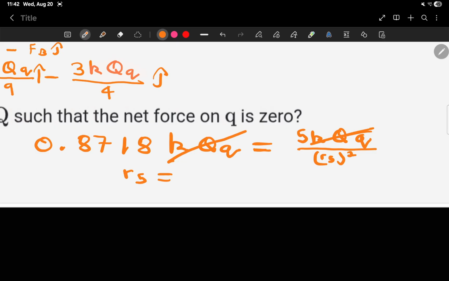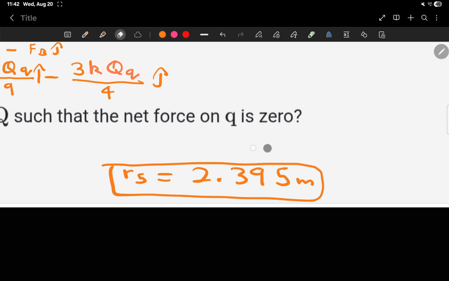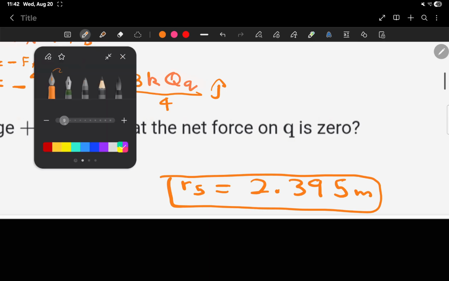So we have 5 divided by 0.8718, square root. So we get a value of 2.395 meters for the distance. So that's great. Now I'm going to erase what I have at the top here. My font is a bit too large.